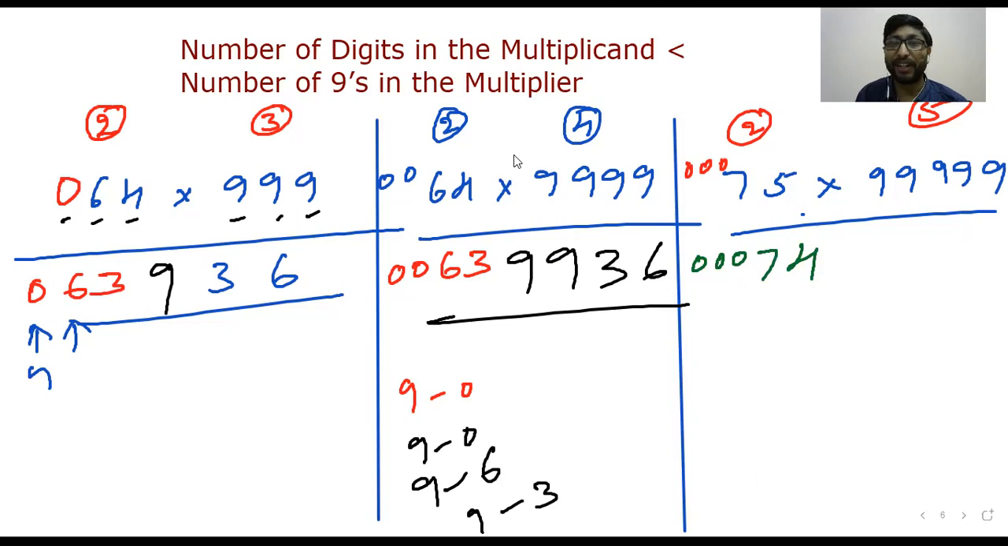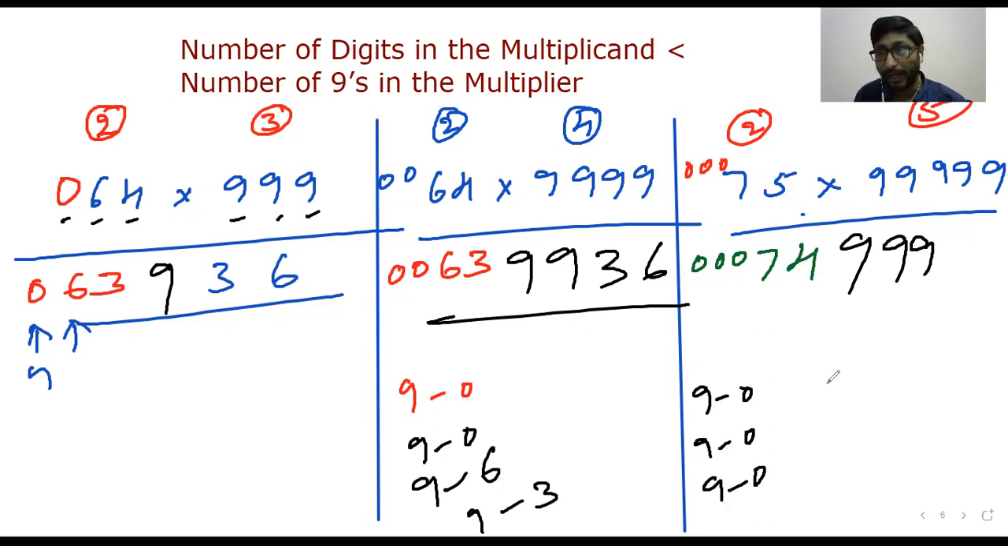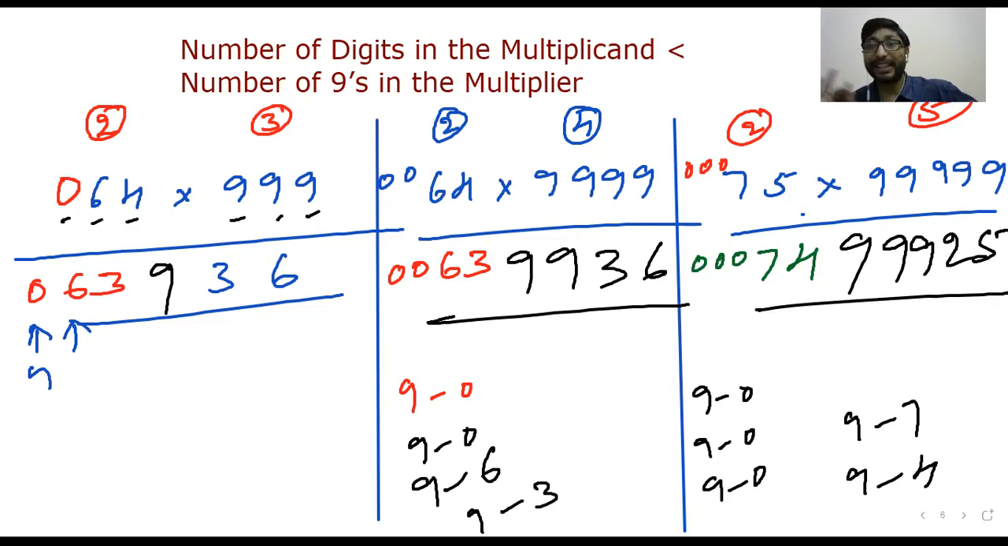Subtract every number from 9. 9 minus 0, 9. 9 minus 0, 9. 9 minus 0, 9. 9 minus 7, 2. 9 minus 4, 5. See, you don't need to write the steps. By the way, no need to write the steps. For understanding only, I'm explaining the steps. You don't need to write the steps at all. I hope you got clarity on what I am doing right now.